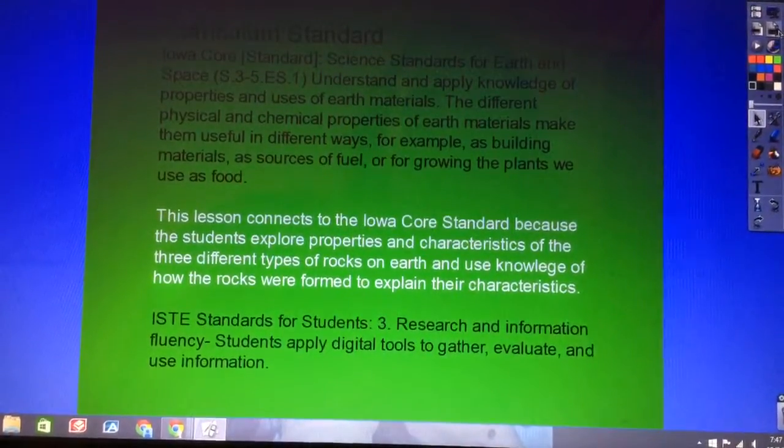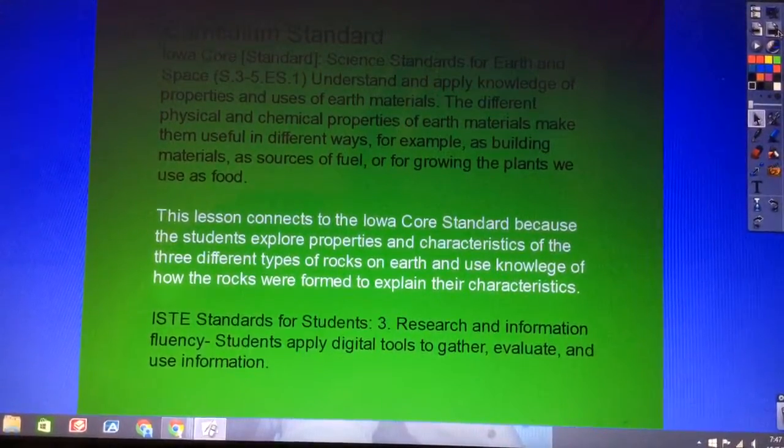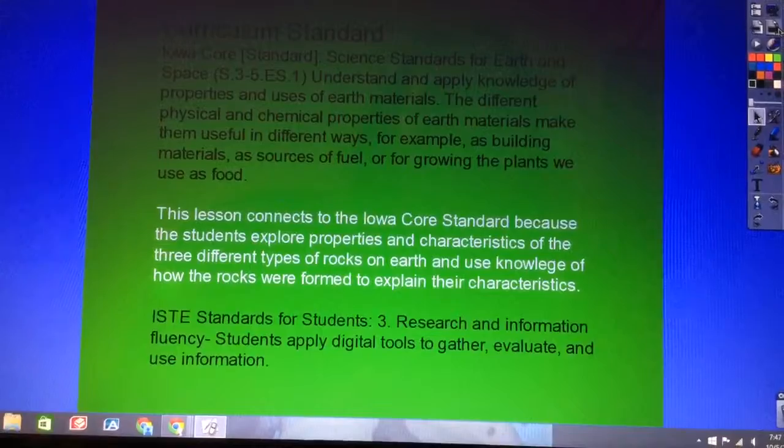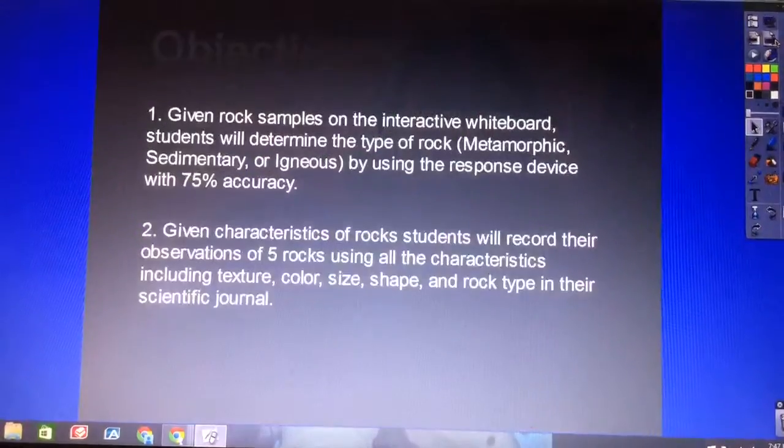Then I also included the ISTE standard for students because students are using digital tools to gather, evaluate, and use information because they are using the active board and the response device.